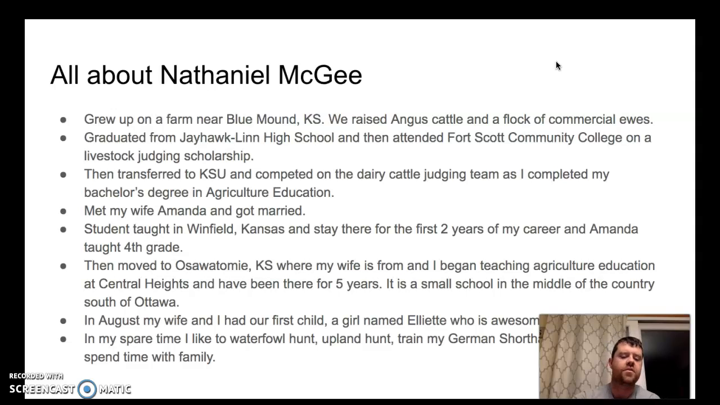Then I transferred to Kansas State University and competed on the dairy cow judging team as I completed my bachelor's degree in agriculture education. There at K-State, I met my wife, and we got married after we graduated. I student taught in Winfield, Kansas, and stayed there for the first 2 years of my career. When my cooperating teacher resigned and returned to the family farm, I took his position, and my wife Amanda taught fourth grade there at Winfield.